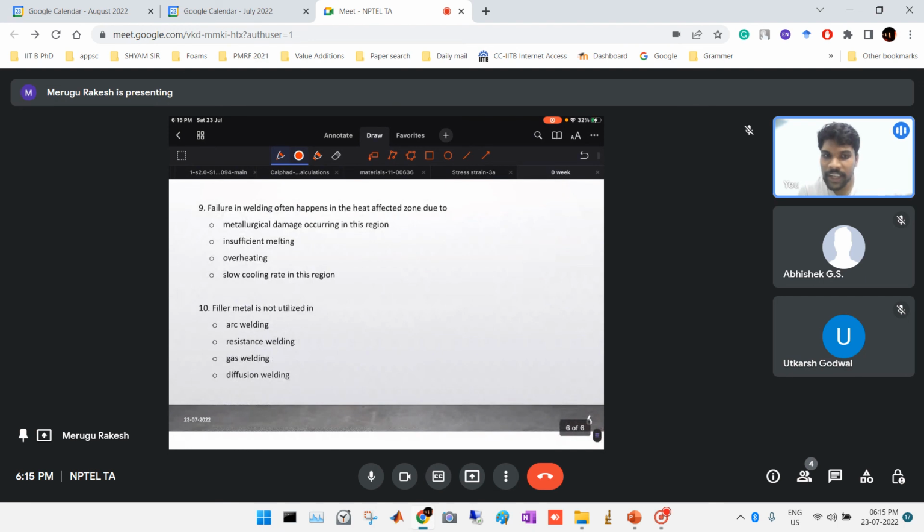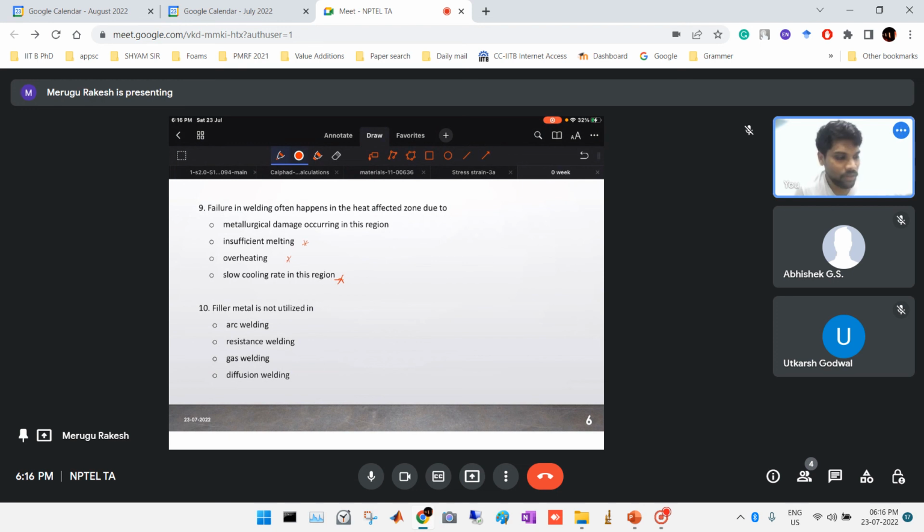So this is the end of the question type answers. Ninth question: failure in welding often happens in the heat affected zone due to. The options are metallurgical damage occurring in this region, insufficient melting, overheating, slow cooling rate at this region. If I come from the bottom, slow cooling rate in this region completely depends upon the material. If the thermal diffusivity of the metal being welded is higher or lower, it dictates the cooling rate. Overheating and insufficient melting are operation parameters which cannot be true always.